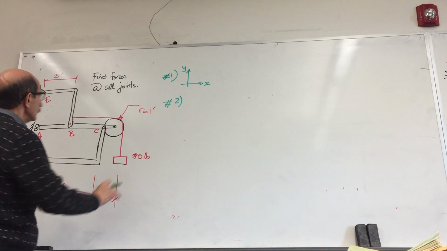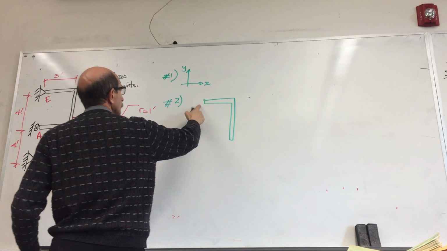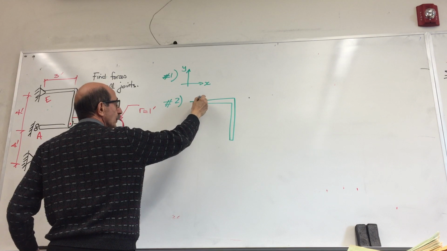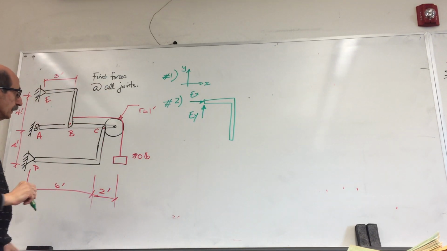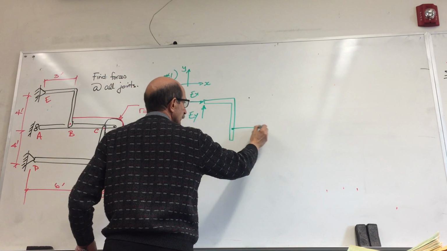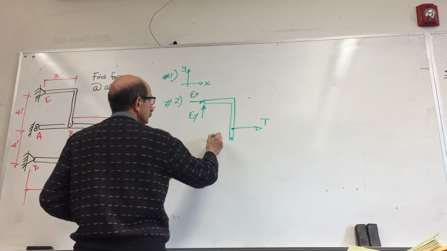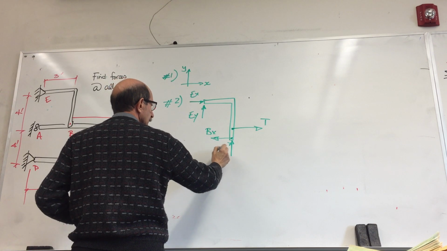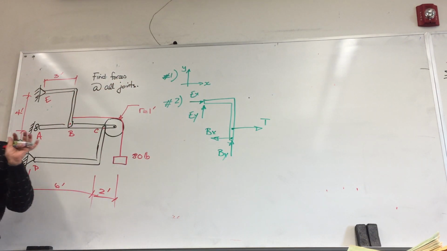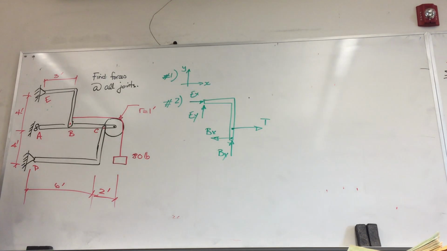So I'm going to start with this one. Let's say this is connected at this point to a pin. So I do know that I have two unknowns here. I call them EX and EY. At this point, this cable is attached to this, so it applies a force along that cable, T. And at point B, again, I have a pin. So there are two forces. I'm assuming that these are acting in this direction and this direction. Doesn't matter what directions you assume, except that remember the law of action and reaction.